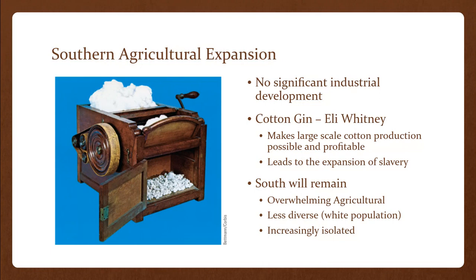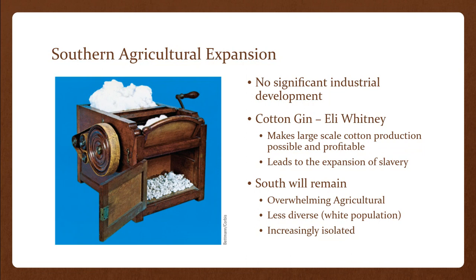Oddly enough, it is industry that leads to the creation of something, the cotton gin, that will lead to the explosion of agriculture. Eli Whitney's cotton gin, which you see there, allowed for large scale cotton production to be not only possible, but profitable. Prior to this, there was not much cotton produced in the United States. It was labor intensive, particularly when it came to removing the seeds from the sticky fibrous tissue.